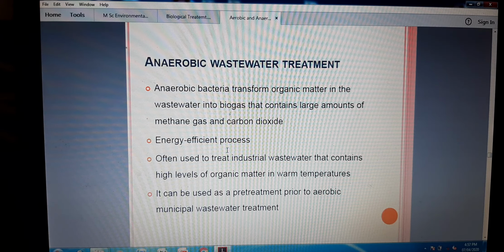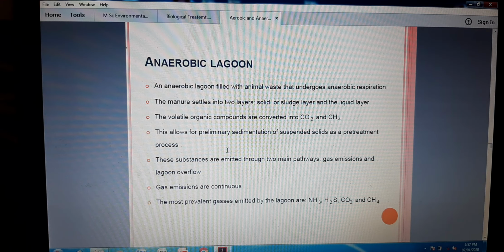So in the anaerobic wastewater treatment, the first most important thing is the anaerobic lagoons. Anaerobic lagoons means a pond which has the anaerobic bacteria, filled with animal waste that undergoes anaerobic respiration.